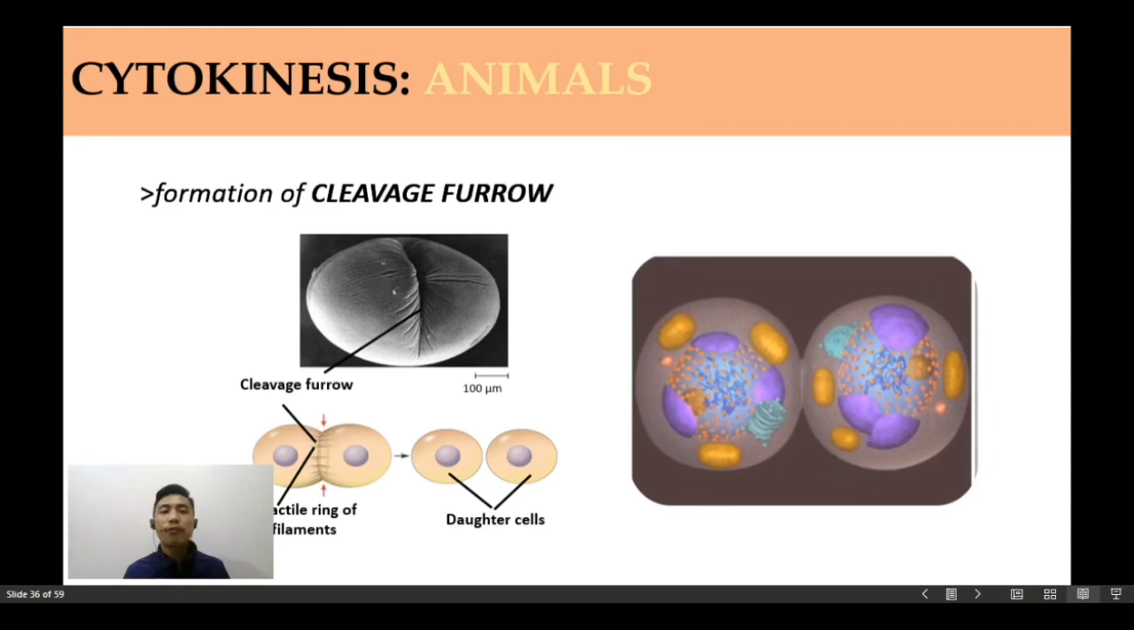Okay, this now forms two daughter cells after. So this pinching of the microfilaments creates a cleavage. The pinching now creates a cleavage, hence the name cleavage furrow. Okay. So after pinching, there is now a formation of two daughter cells.